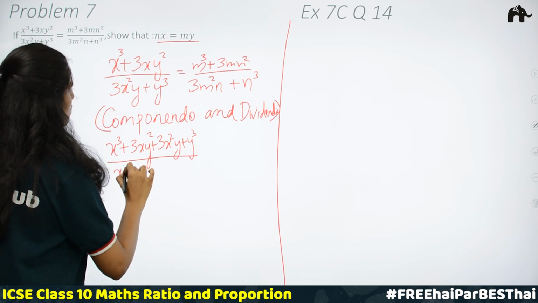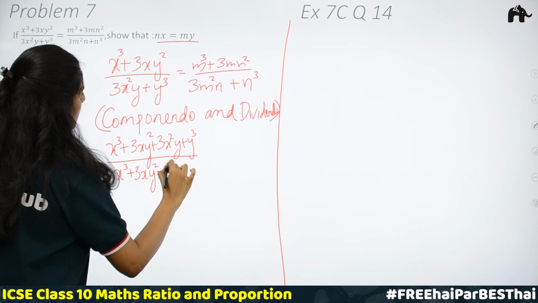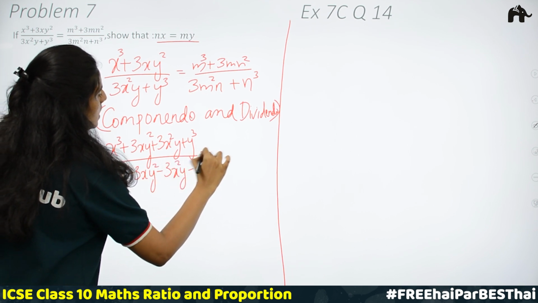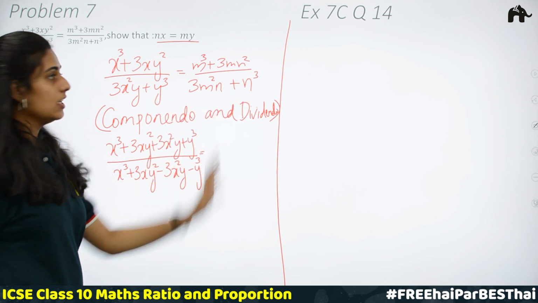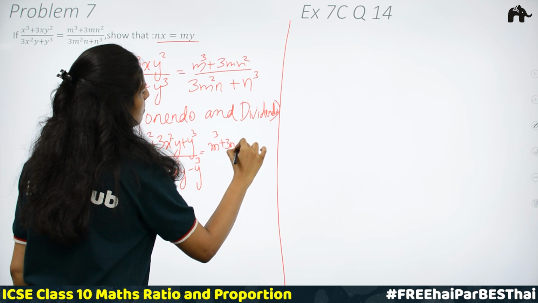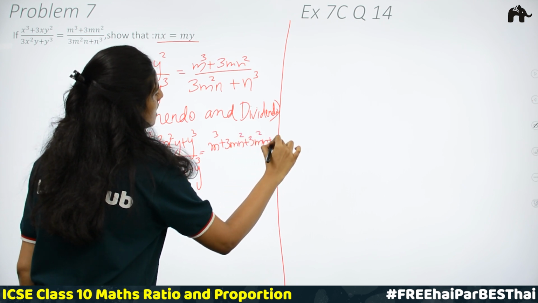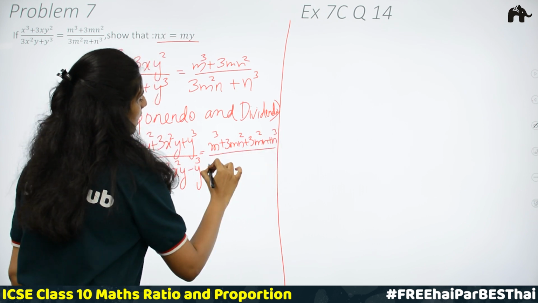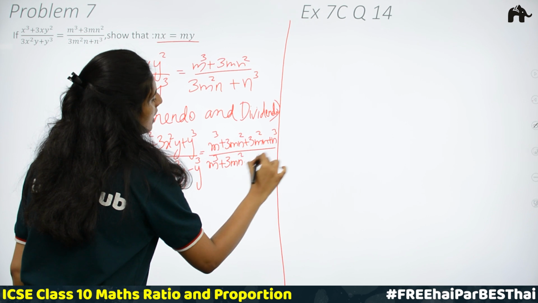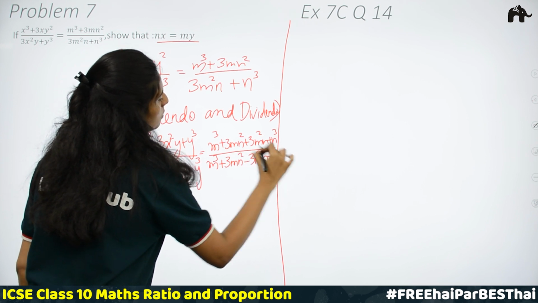next subtracting, a minus b, that is x cube plus 3xy square minus 3x square y minus y cube is equal to, doing the same here also, m cube plus 3mn square plus 3m square n plus n cube divided by m cube plus 3mn square minus 3m square n minus n cube.